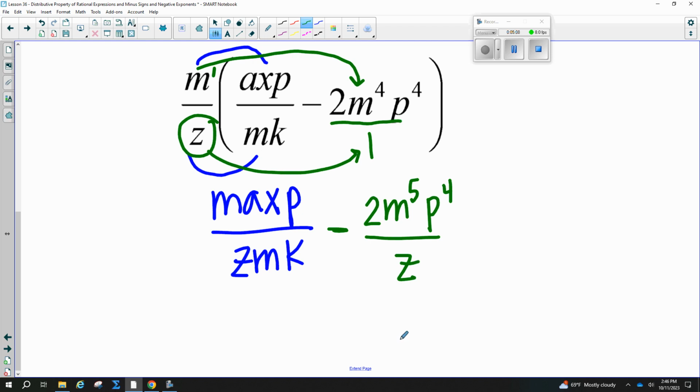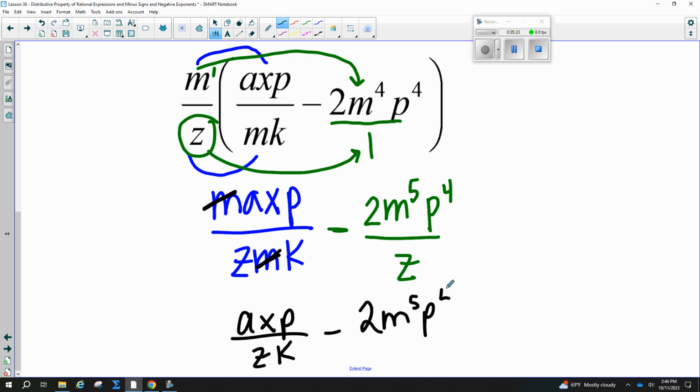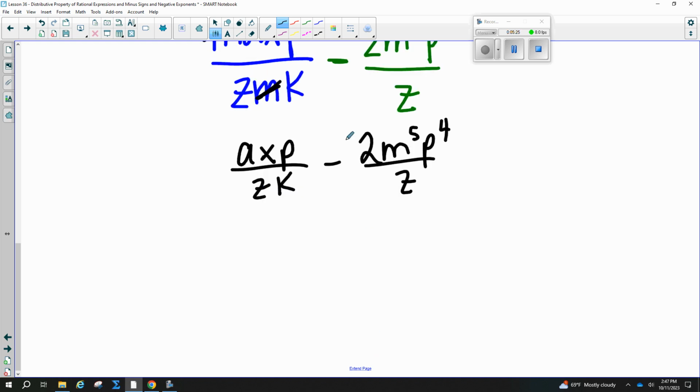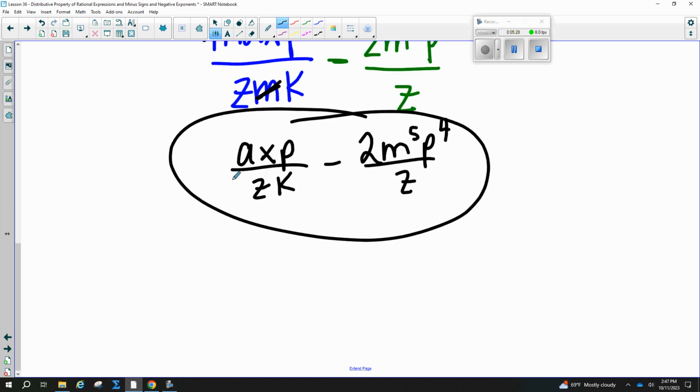All right, and then we look for anything that can simplify. So right here, this m can cancel with this m. So we're left with axp over zk. And over here, none of this simplifies, so we just need to rewrite everything that we had, and there's our answer.